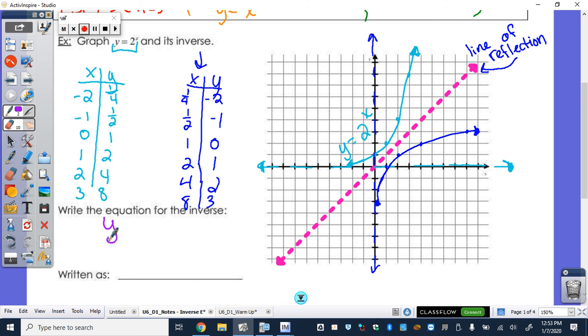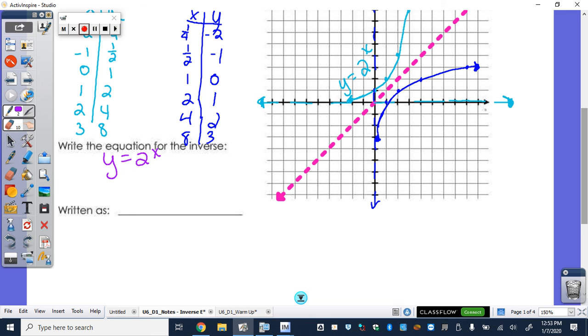So next part, they want us to figure out what is the equation for the inverse. So if I start with my original equation, y equals 2 to the x. As we said, to find the inverse, we're going to flip-flop our x and y. So x equals 2 to the y. And now we got to solve for y. So how do we do that? I can't divide by 2. 2 is a base. It's not a coefficient.